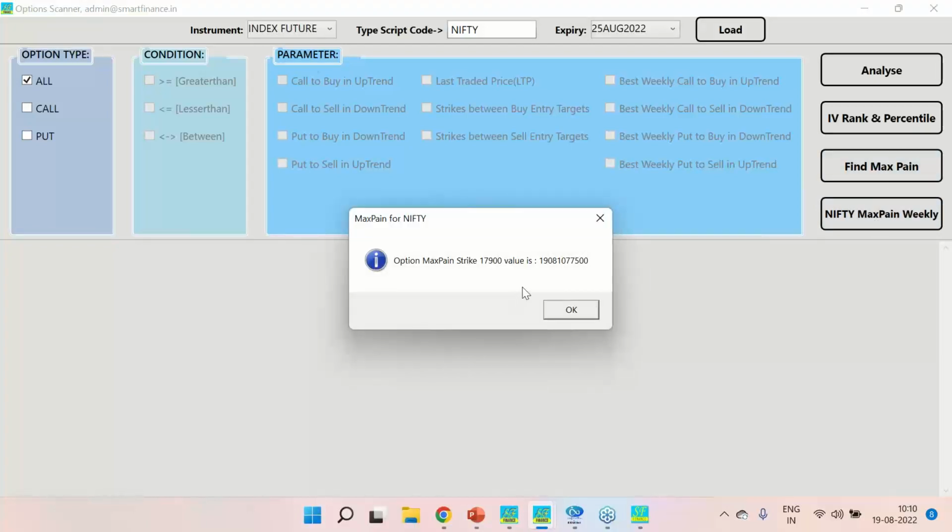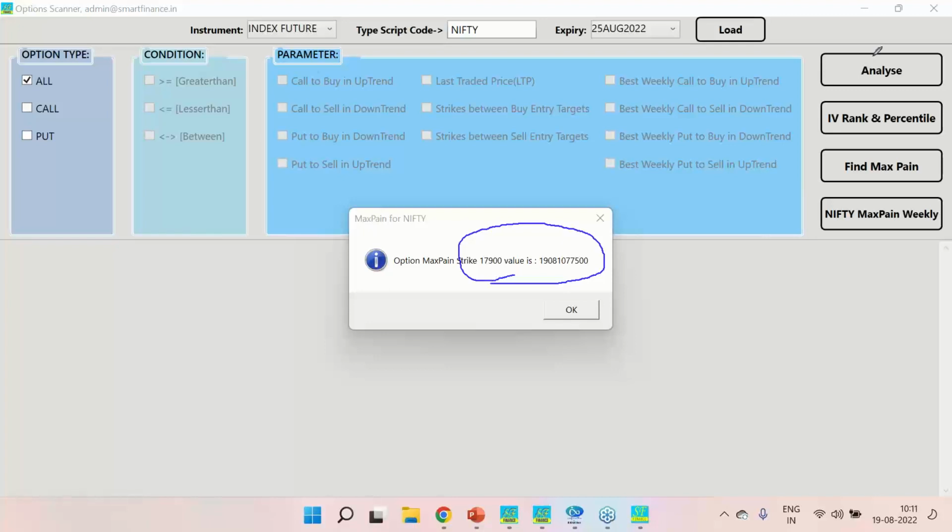It will change, so keep checking it every day. Currently it is telling that 17,900 is the max pain. So expiry is going to happen around 17,900, some 10 or 15 points up or down, or exactly at that. At most, 10 or 15 points up or down is where it will happen. So what should you do? If the expiry is on 25th August, it is going to happen at 17,900. So what should we do?